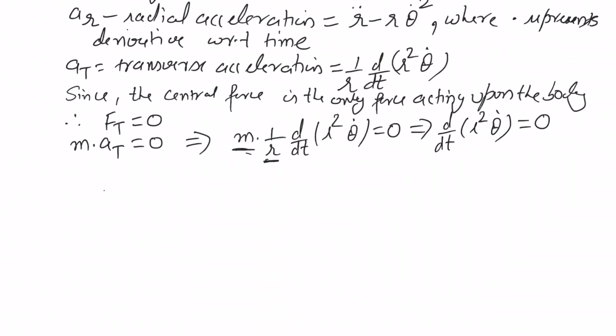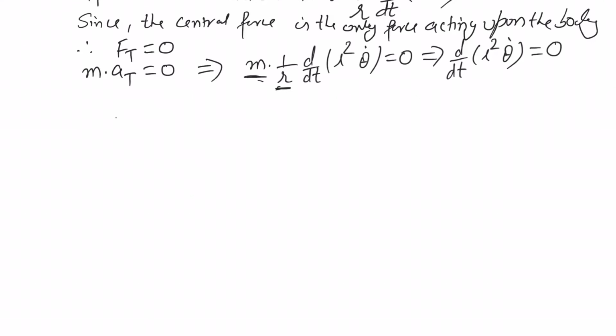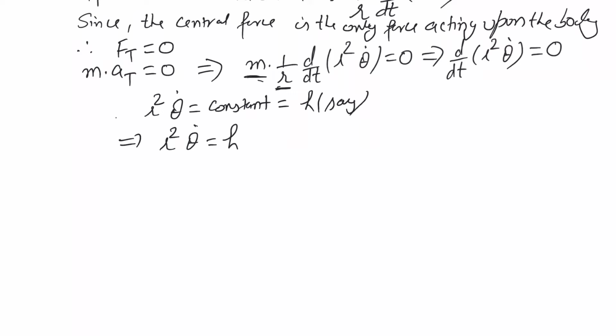Now we will be integrating both sides. We will get r square theta dot is equal to a constant, say h. This implies that r square theta dot is equal to h, and say this is equation number 1.